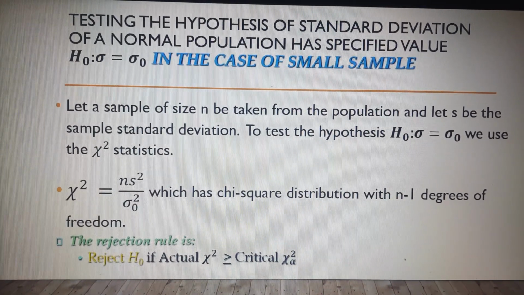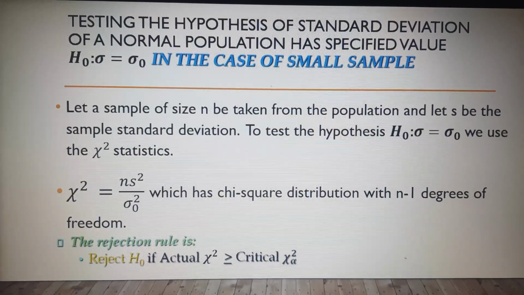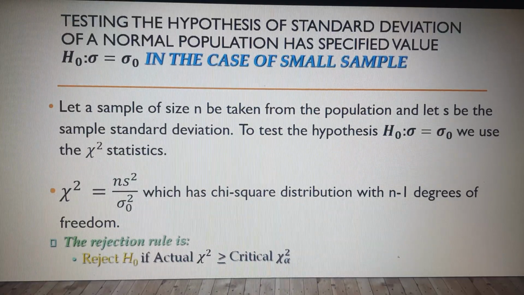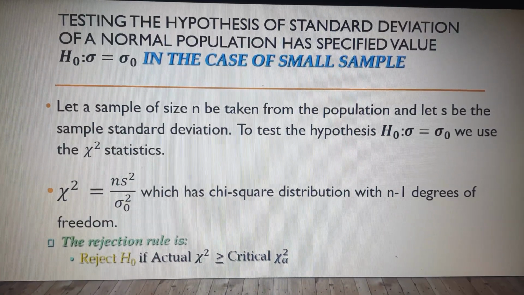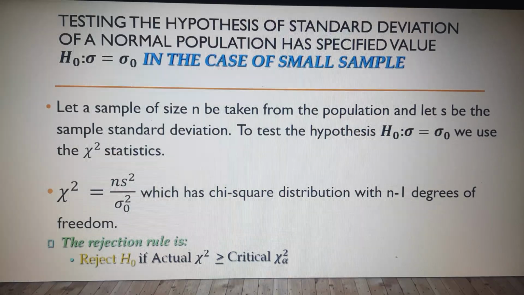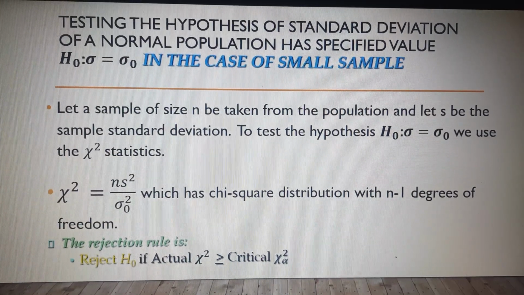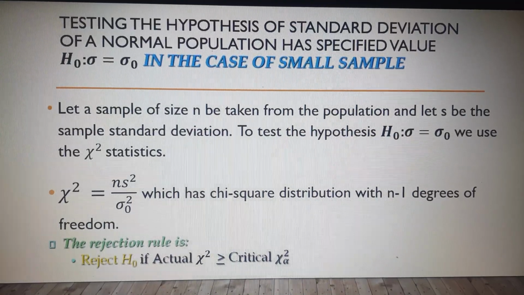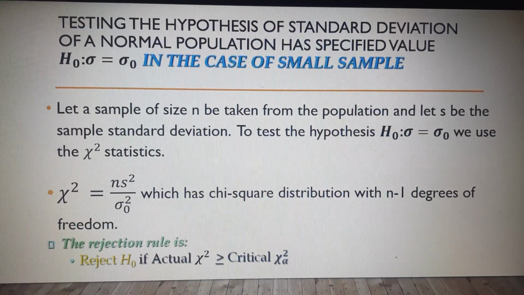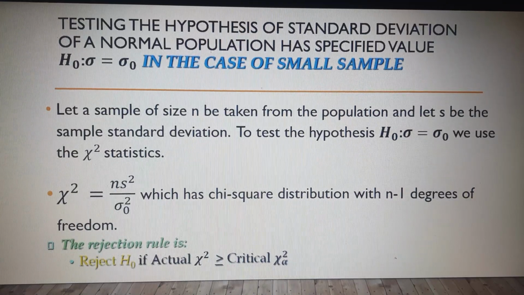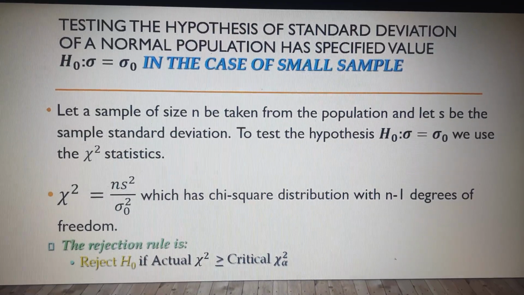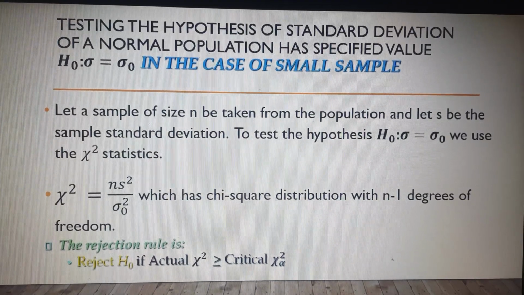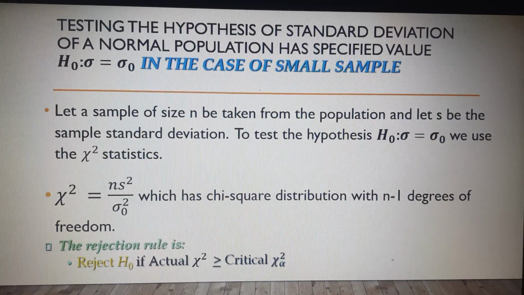Let a sample of size n be taken from the population and let S be the standard deviation of the sample. To test the hypothesis H naught: sigma equal to sigma naught, we use the chi-squared statistic, chi-squared equal to n S squared by sigma naught squared, which has chi-squared distribution with n minus 1 degrees of freedom. The rejection rule is: reject H naught if actual chi-squared is greater than or equal to tabled chi-squared alpha, corresponding to n minus 1 degrees of freedom.